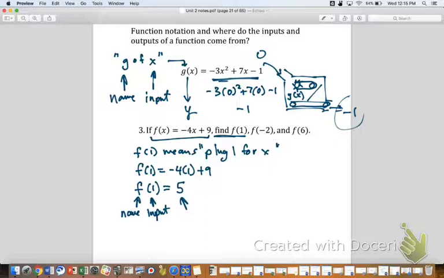The output is 5. There you go. Well done. So the name of the function is f, the input was 1, and the output is 5. That's all that means. It's just a different way of expressing it.